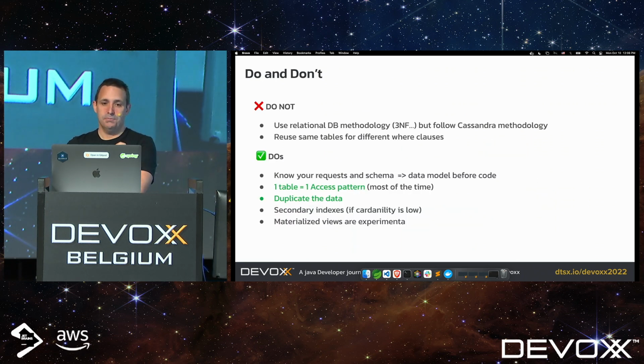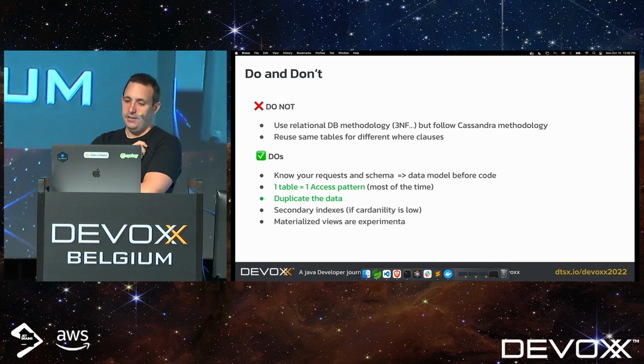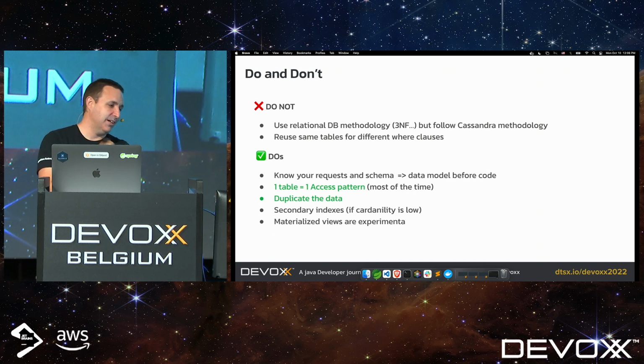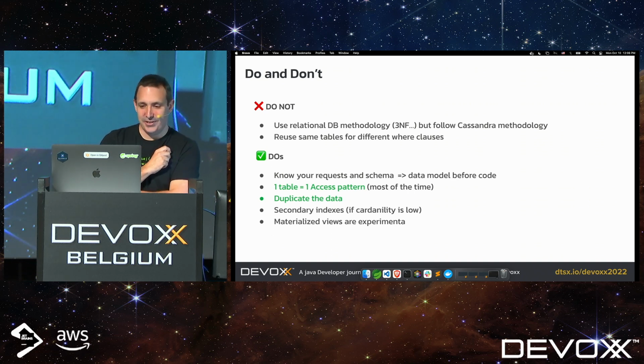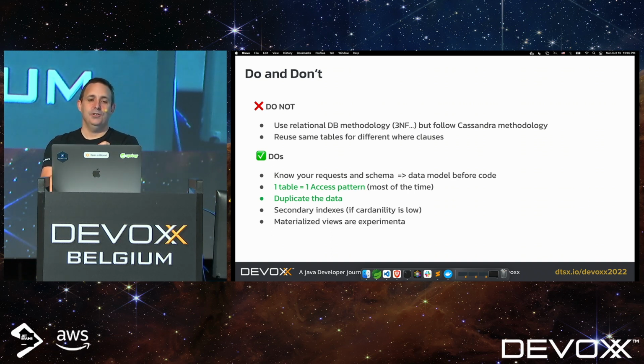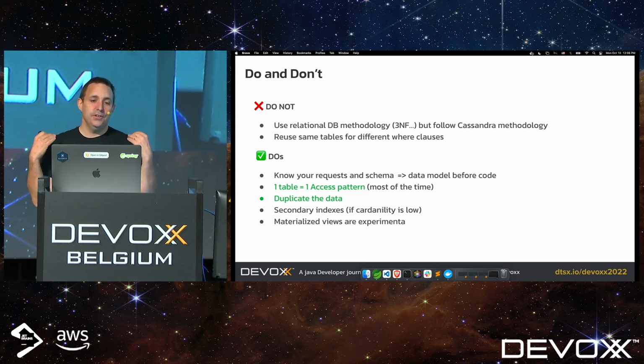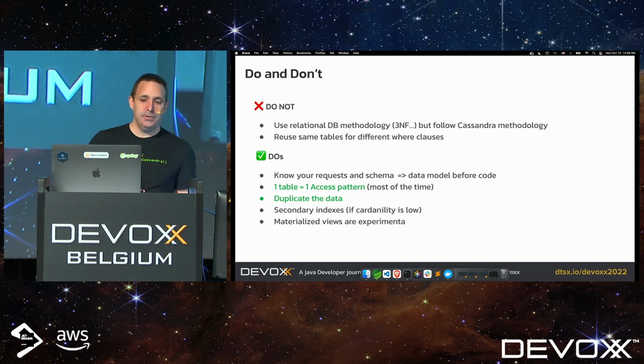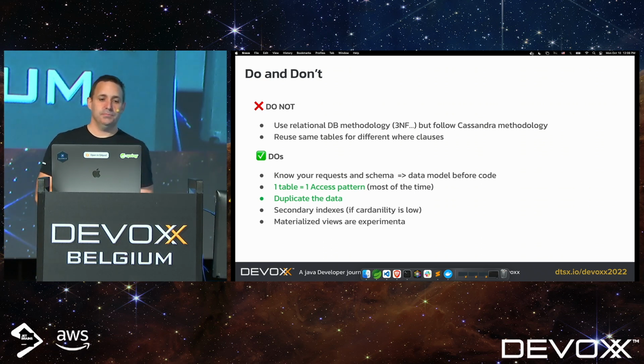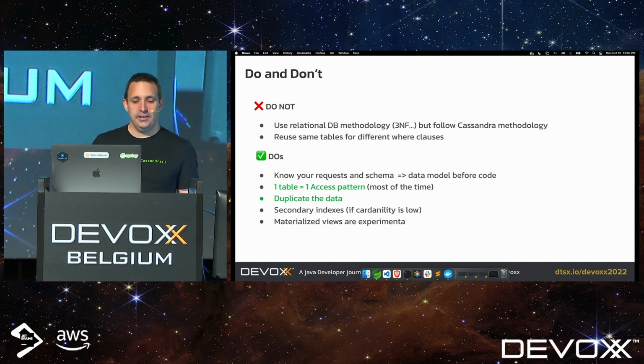Okay. So, dos and don'ts. Follow Cassandra data modeling and not relational DB. Do not reuse the same table for different where clauses. I think now the message is pretty clear. So know your request and schema, data model, SQL before the code.